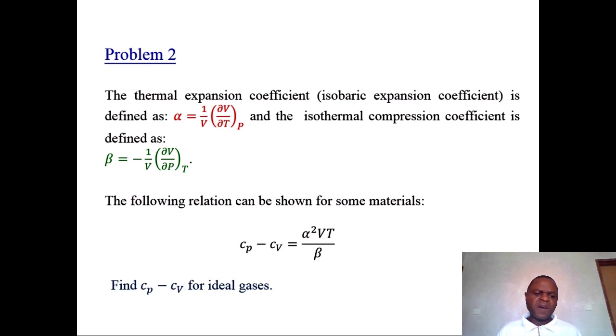So find Cp minus Cv for ideal gases. We want to find Cp minus Cv for ideal gases. So we have to look for the equation for alpha, and we have to solve for beta, and we substitute into this equation to find the Cp minus Cv for ideal gases.